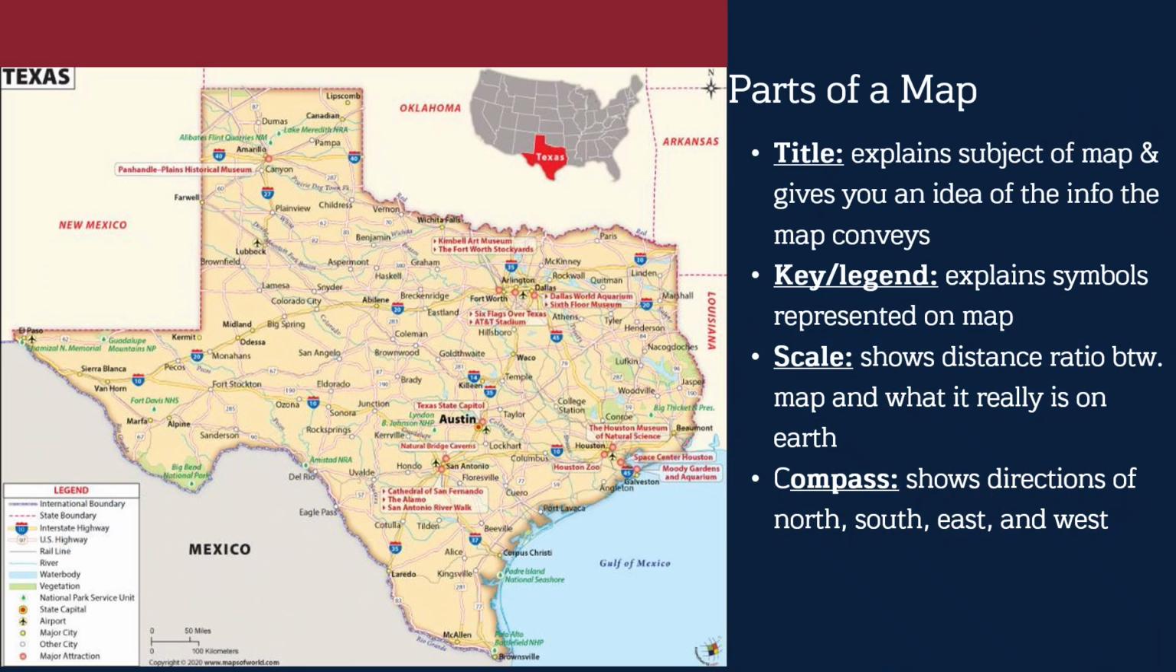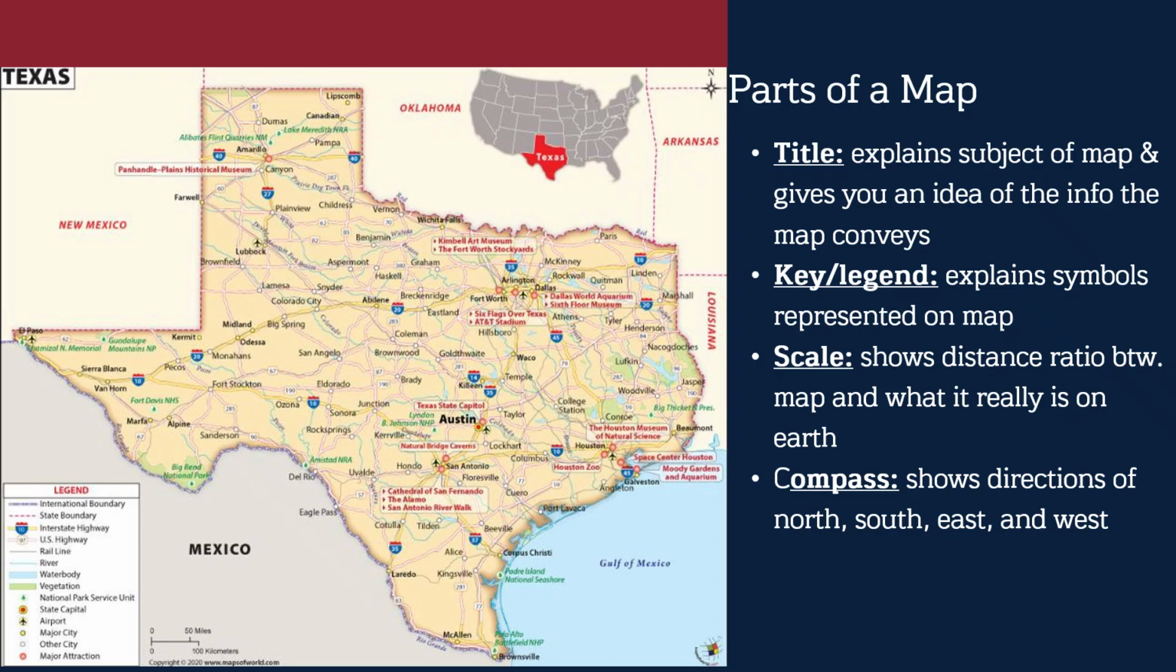Now, on a map, there are different parts of the map. You have a title of the map. You see this map of Texas in front of you; in the top left-hand corner, you see the title of the map. That is Texas. It might be a different map in your classroom.